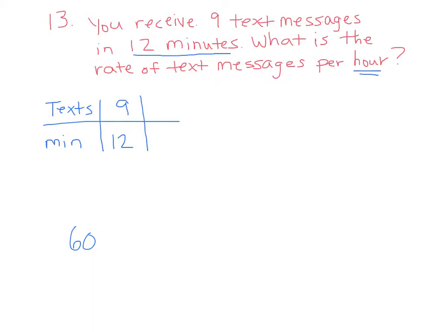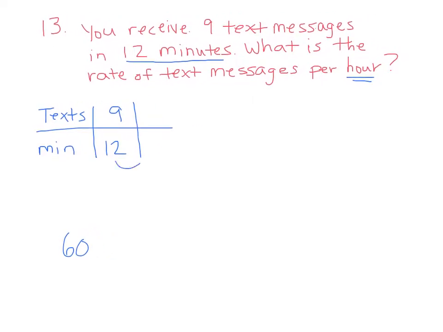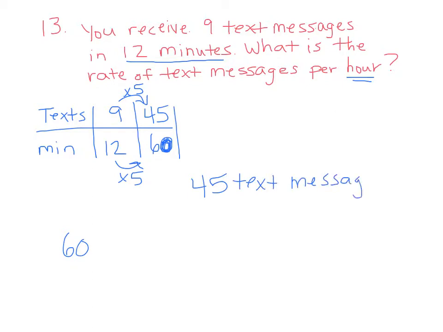So we should all know that 12 times 5 gets us to 60. So if we get to 60 here, we can multiply 9 times 5 and get to 45. So my answer should be 45 text messages per hour. And that's my answer.